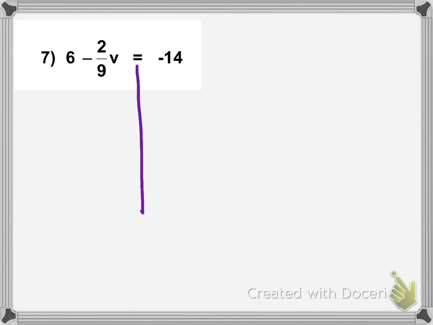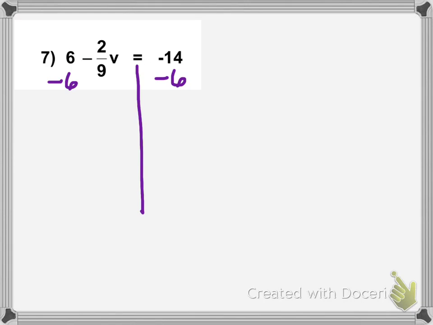So I'm going to take a look at that 6, and I'm going to look in front of the 6, and I see that that 6 is positive, which means I'm going to do the opposite of that, which is to subtract 6 on both sides. I know there's a minus after the 6, but I don't care about that. I just care about what's in front of the 6. So let's see what happens when we do that.